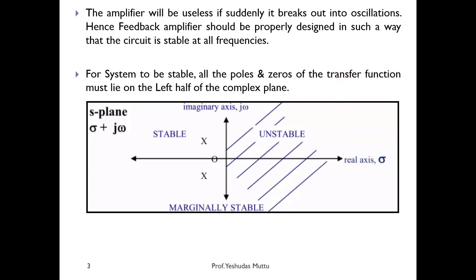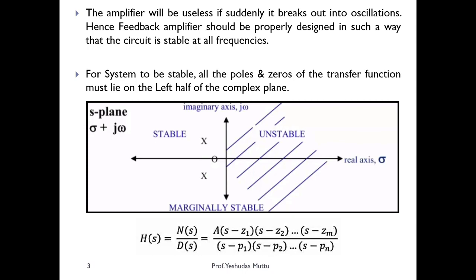Transfer function is nothing but output upon input. Any system will have an output and its input, so when I do output upon input, I get the transfer function. Poles and zeros can be given by this particular equation over here. You can see this is my transfer function H of s. It has its numerator and denominator.